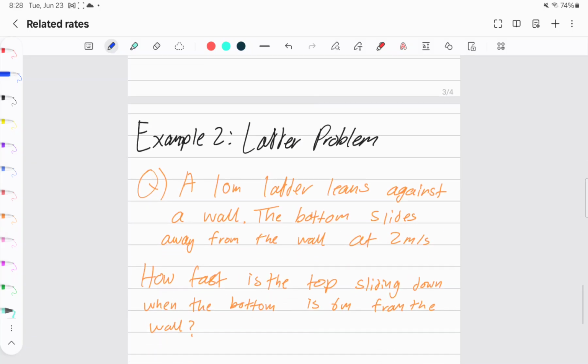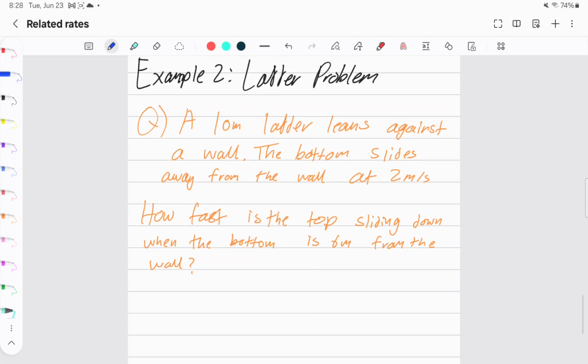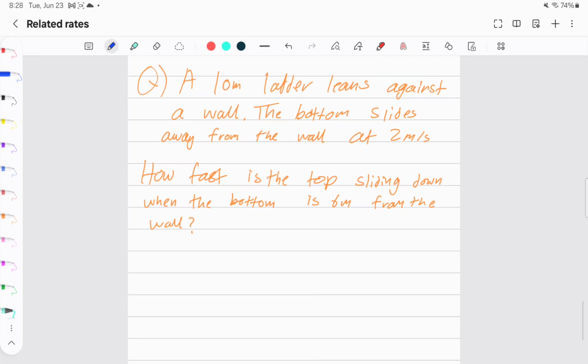Another kind of question we see is a ladder problem, in which there's a ladder which all of a sudden starts falling, so the bottom moves away while the top comes down. And this might look like a physics problem, but trust me, it's just a simple math problem. Let's just see what's going on in this ladder.